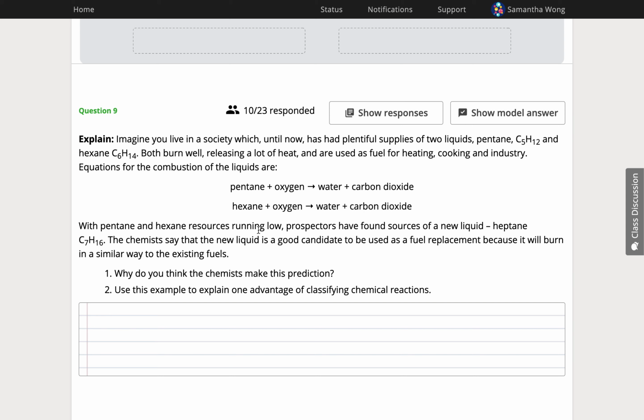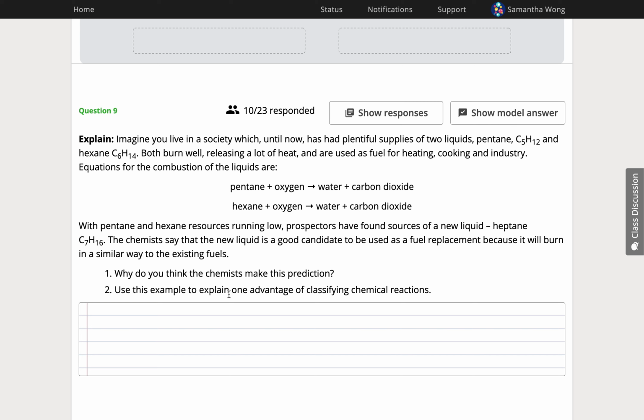With pentane and hexane resources running low, prospectors have found sources of a new liquid, heptane, C7H16. The chemists say that the new liquid is a good candidate to be used as a fuel replacement because it will burn in a similar way to the existing fuels. Now, here are your questions. Question part 1. Why do you think the chemists make this prediction? And part 2. Use this example to explain one advantage of classifying chemical equations.